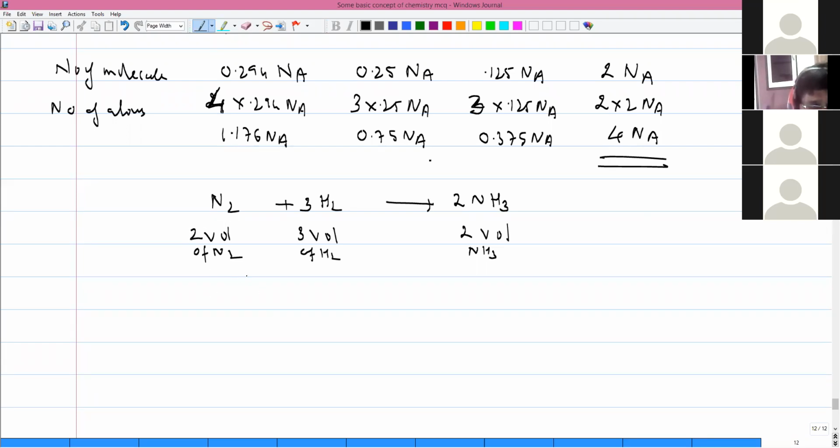Lekin hamare paas kitna hai? 30 liter of nitrogen reacts with 30 liter of hydrogen. So what you will get? Ammonia. Kitna? To dekho, 3 volume of hydrogen ke liye 1 volume nitrogen, I made a mistake. One volume of nitrogen reacts with three volumes of hydrogen to give you two volumes of ammonia. To ye 30 aur 30 react nahi karenge.